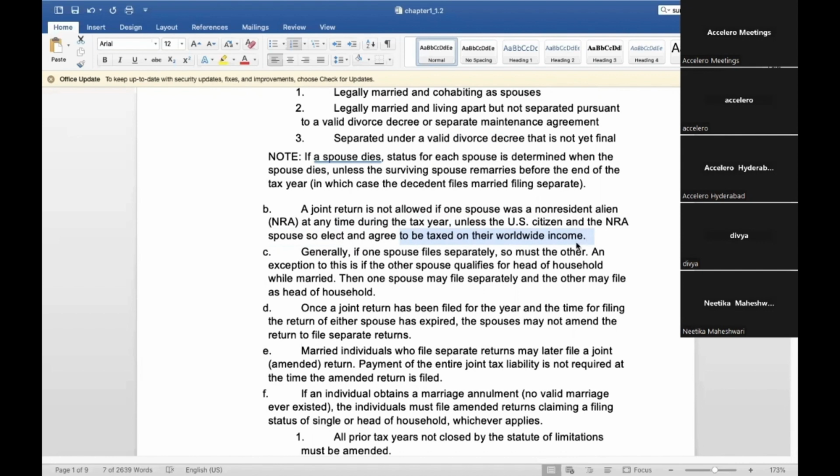So in those cases, we need to analyze and see what is beneficial for them. Maybe it would turn out to be beneficial to report worldwide income and go for married filing jointly status, taking the higher standard deduction or other benefits which go only with this status.